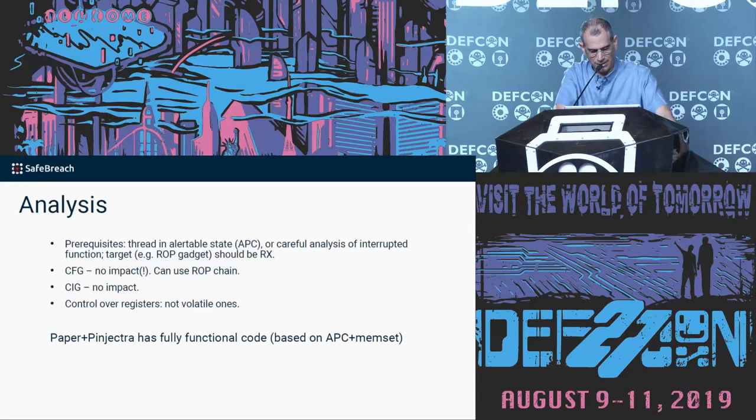The beauty of this technique is that there is no impact on CFG, so we can use a ROP chain and start executing even if CFG is enabled in the target process.